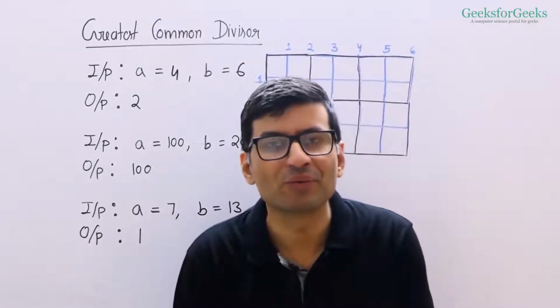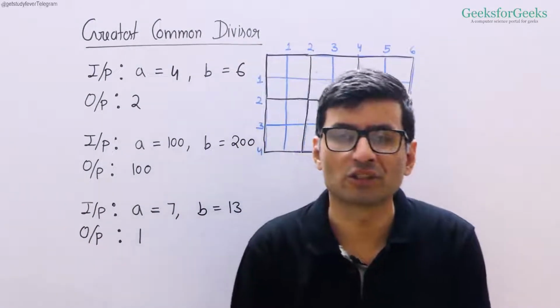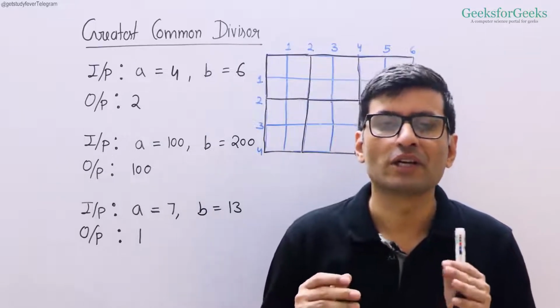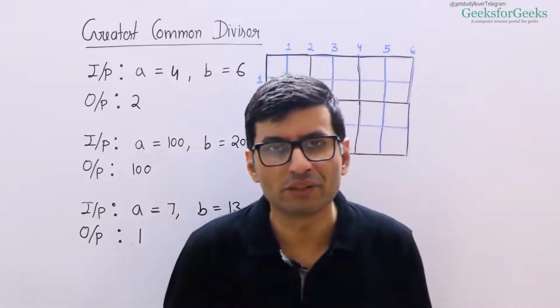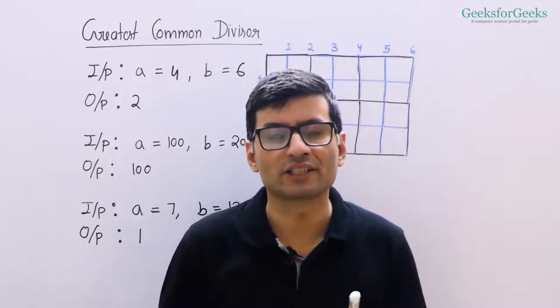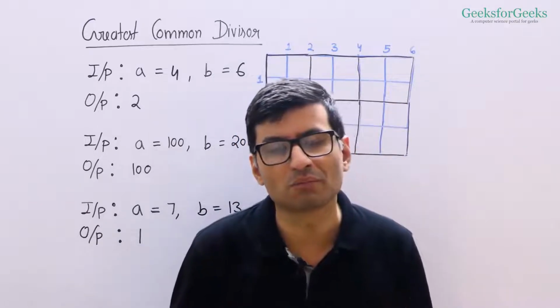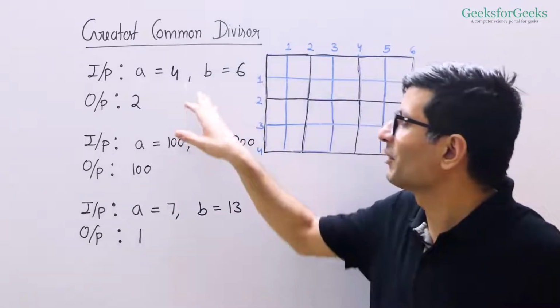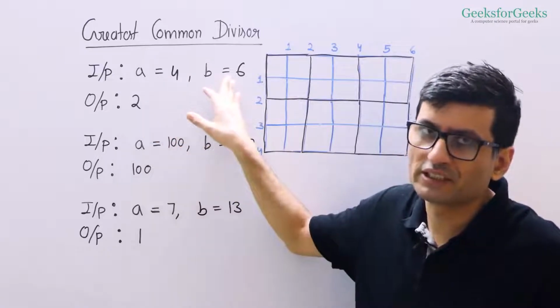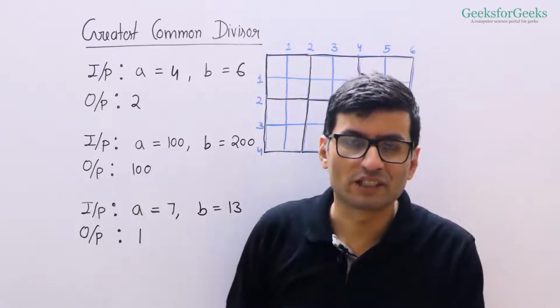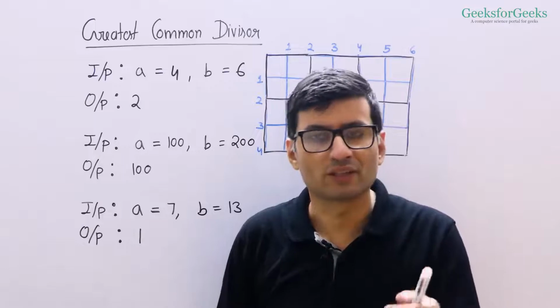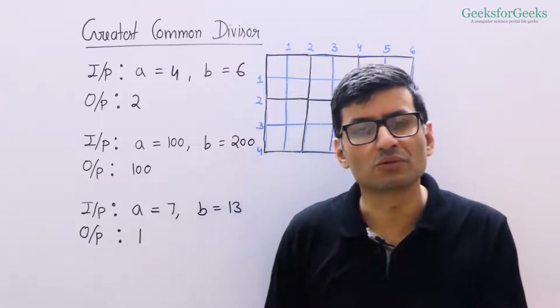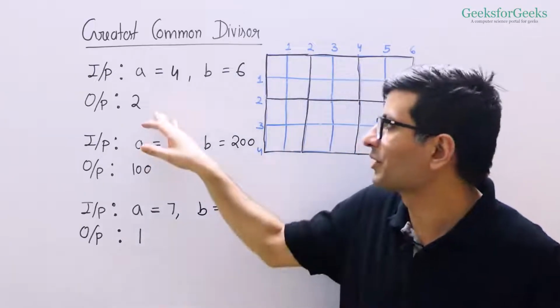Hi, in this video we are going to talk about the greatest common divisor problem. We are given two numbers a and b. We need to find out the largest number that divides both numbers a and b. For example, if you see a as 4 and b as 6, there are two numbers that divide both of them. One is 1 and the other one is 2. And the largest of these two is 2. So our output is 2.